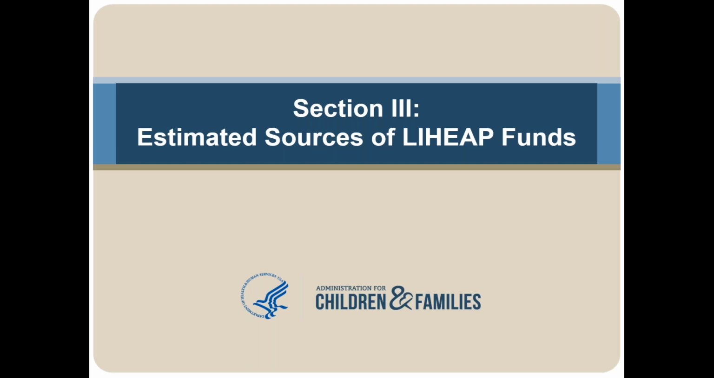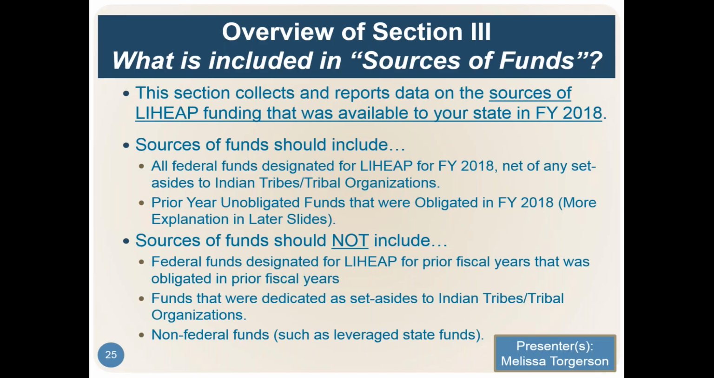Okay, now we're going to dive into the Grantee Survey, and we're going to start off with the sources of LIHEAP funds, which is Section 3 of Module 1. So this is where we collect and report data on the sources of funding available to your state in FY 2018. And so sources will include all federal funds designated for LIHEAP for your state, net of any set-asides to Indian tribes or tribal organizations.